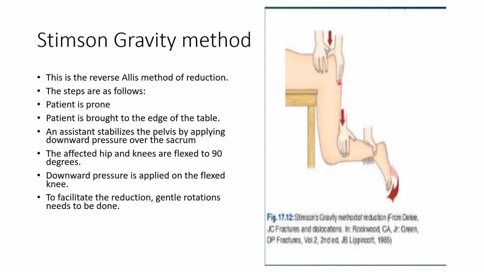The patient is brought to the edge of the table and the assistant stabilizes the pelvis by applying downward pressure over the sacrum. The pressure is not applied to the anterior superior iliac spine but over the posterior superior iliac spine near the sacrum. The affected hip and knee are flexed to 90 degrees and downward pressure is applied on the flexed knee. Here the pressure is being applied. To facilitate reduction, gentle rotations, both internal and external, are done.